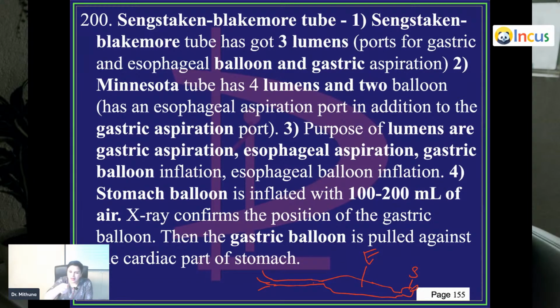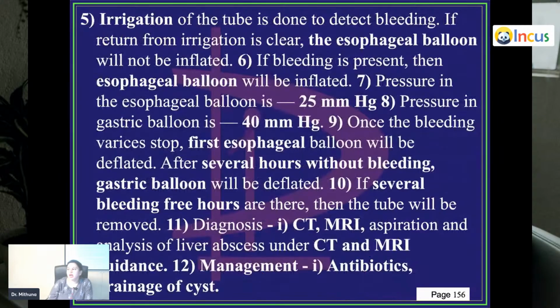If it is nicely inflated, it won't come out when you pull it, because it is already inflated. Irrigation of the tube is done to detect bleeding. If the return from irrigation is clear, you are irrigating, taking out the fluid and checking. If the irrigation is clear, the esophageal balloon will not be inflated. But if the bleeding is present, then the esophageal balloon will be inflated. Pressure in the esophageal balloon is 25 mm Hg and pressure in the gastric balloon is 40 mm Hg.